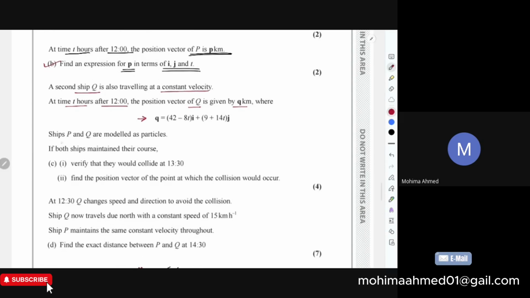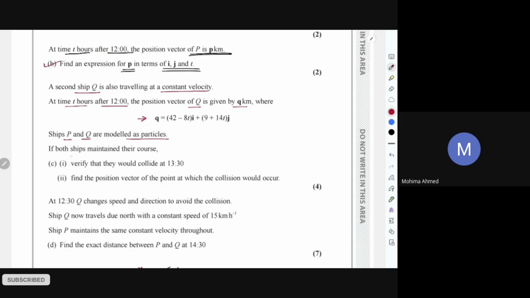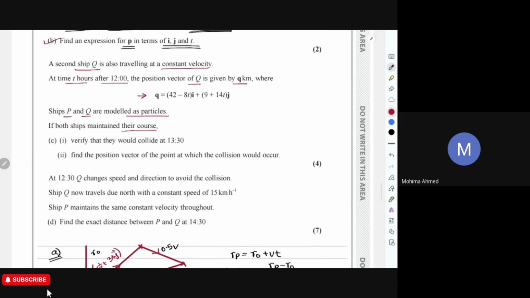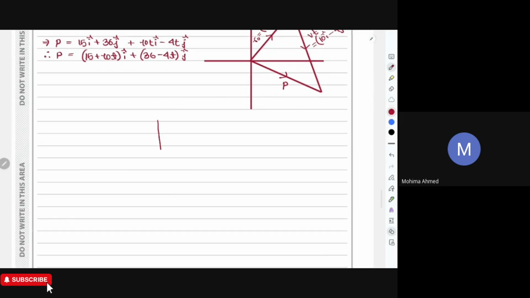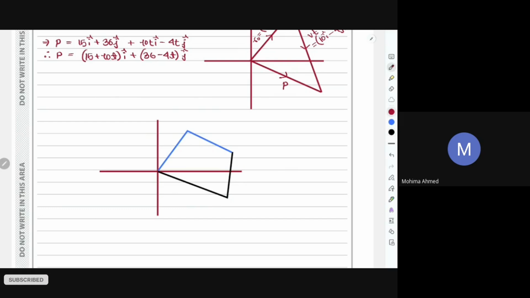In this case, they're saying that P and Q are modeled as particles, and both ships maintain their course. Their course means they continue to travel in their specific direction. Verify that they would collide at 13:30. 13:30 means that after 1.5 hours from the release point, they will collide with each other. If they're colliding, that means what? They started their journey with different approaches, no problem with that. This is for ship P, and this is for ship Q. So they are traveling different journeys, but eventually the final displacement is going to be the same, right?